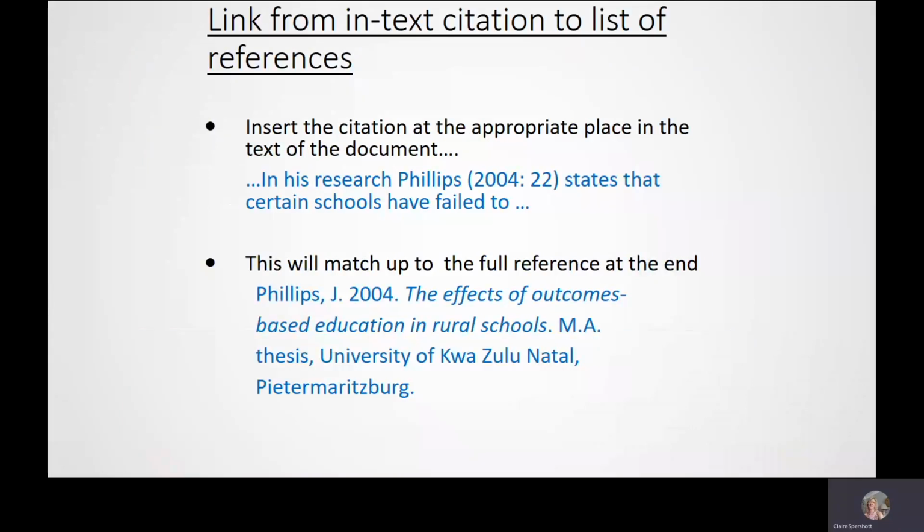Okay, so how do these link up? Well, your in-text, remember, is in the body of your text. So as you're writing, you can see he was writing in his research, Phillips. Then we've put the year, colon, page number in brackets, says that, etc. And then right at the end of the assignment or the research project, in the list of references, this is where we would put in the full reference. And in this case, you can see it's surname, comma, initials, year, the title, and then it's actually a thesis. So you would look in the reference guide and see, how do I go about referencing a thesis?